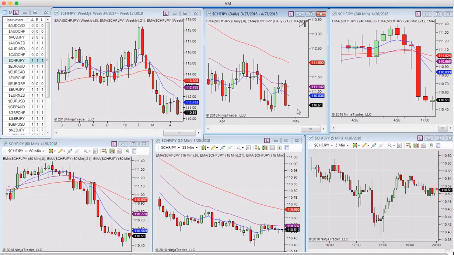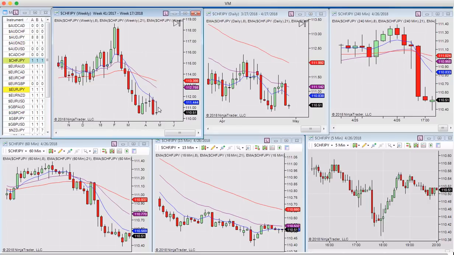We have a market that's trending down, but it's approaching support. The 240 is way outside, even though it's trending down. These are trending down, trending down. The weekly is trending down as well. Okay, so this is a market that's trending down on every time frame.